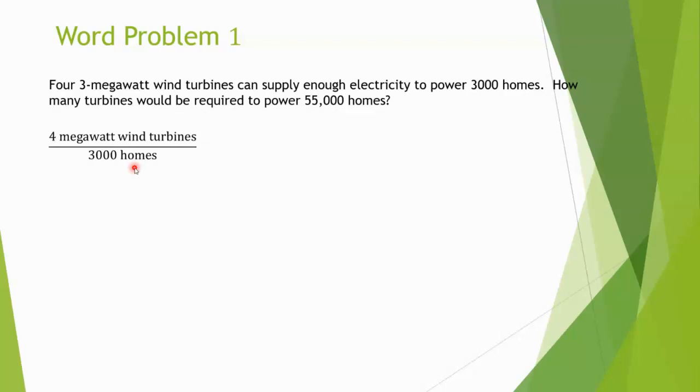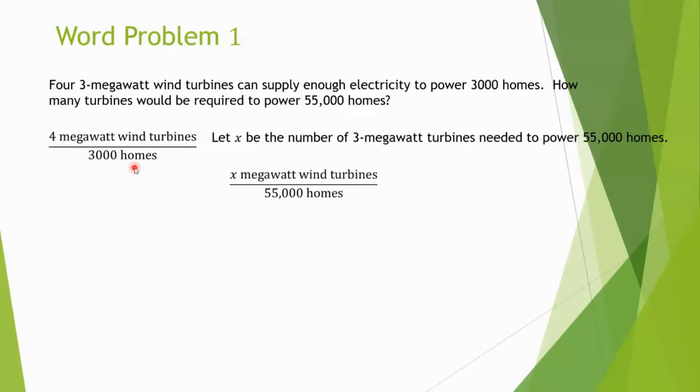We want to know how many are going to power 55,000 homes. So I'm going to call that X. I know before I didn't say let X equal or let X be. I thought it'd be really good to do that here. So X is how many of these turbines are needed to power 55,000 homes. Well, we can get another rate out of that, can't we? We have this rate now. We don't know what X is, but that's okay for now. We're going to figure it out. But we have these 2 rates floating around, don't we?